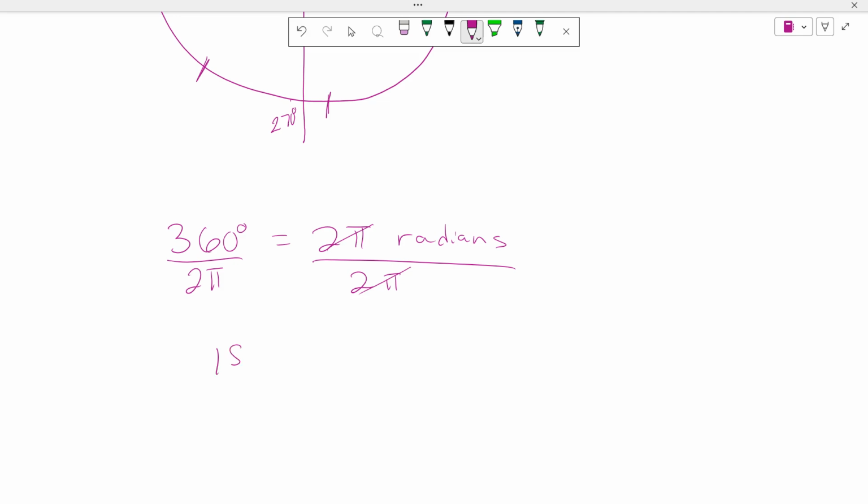Or if we reduce, 180 degrees over pi gives us how to convert from degrees to radians. Now, somebody take out your calculator: 180 divided by pi. What's 180 divided by pi? And pi is 3.14159265, and so on. But you have a pi button on your calculator.